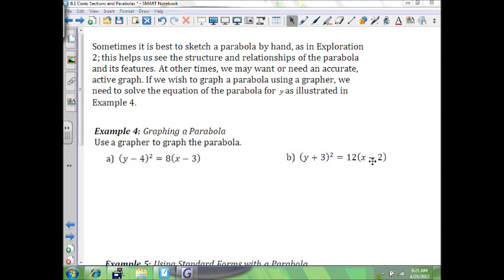Now, sometimes it's best to sketch a parabola by hand as in exploration 2. This helps us see the structure and relationships of the parabola and its features. At other times, we may want or need an accurate active graph. If we wish to graph a parabola using a grapher, we need to solve the equation of the parabola for y, as illustrated in example 4.